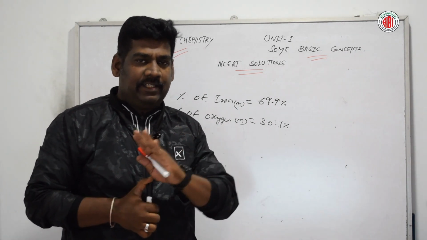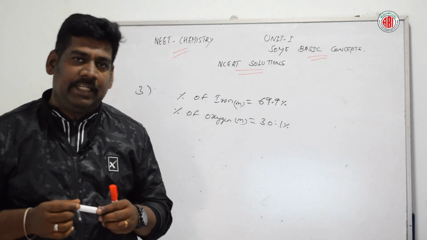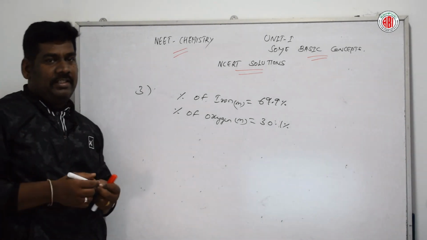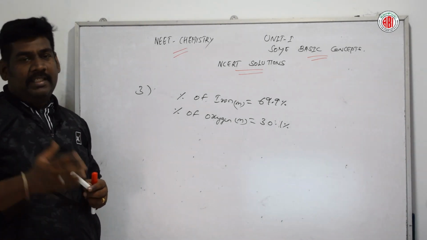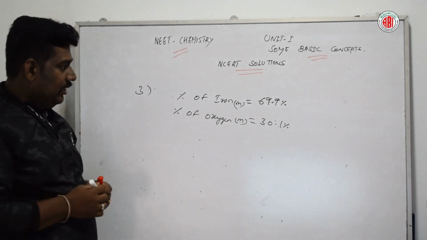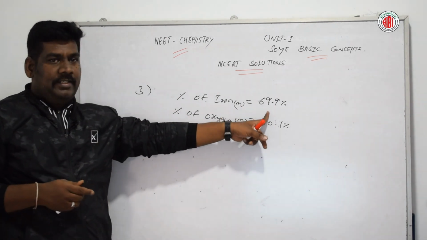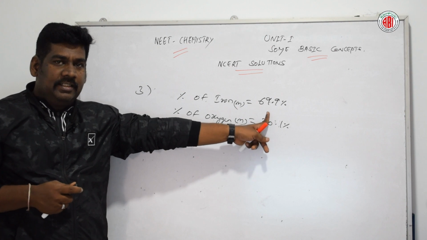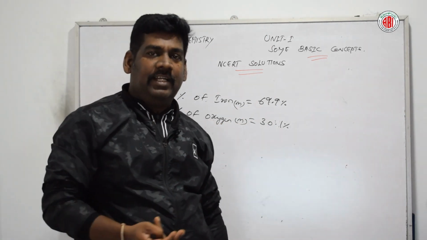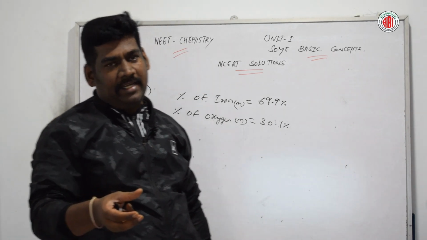This is the percentage given in the compound. Okay, so first we are going to find the relative moles of iron present in the iron oxide. That is the percentage of iron by mass divided by the atomic mass of iron. The percentage of iron is 69.9. The atomic mass of iron is 55.85.